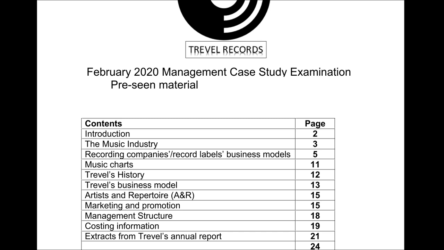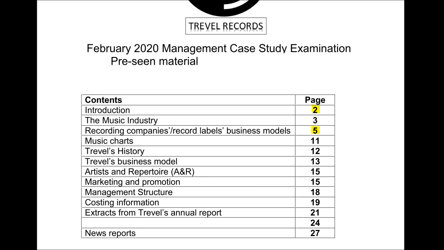So the first video is going to cover the introduction through to the business models. We're going to cover just those first 4 or 5 pages. And then when we get to the business models, we're going to look at the overview of each of the business models. And then we're going to pause there before video 2 takes over. And that will take us through to the music charts. And then we're going to go through chronologically until we get to video 5.